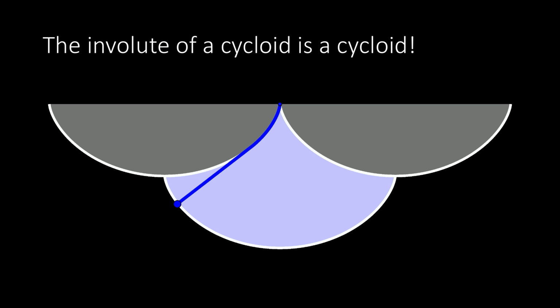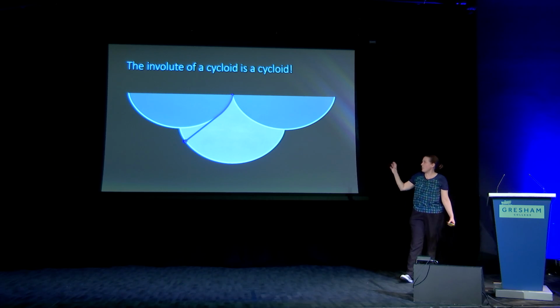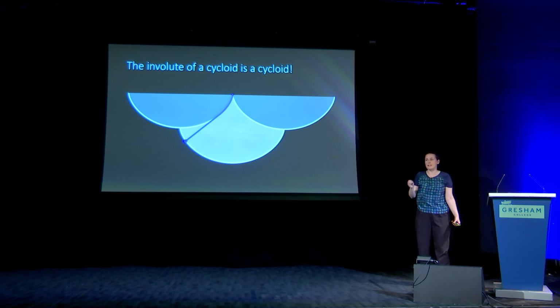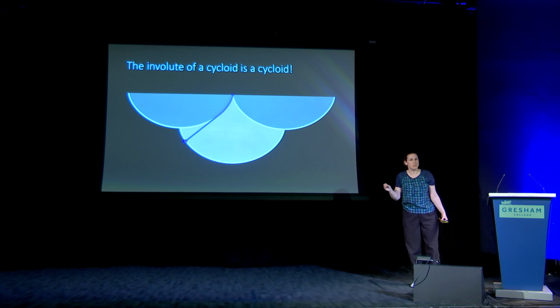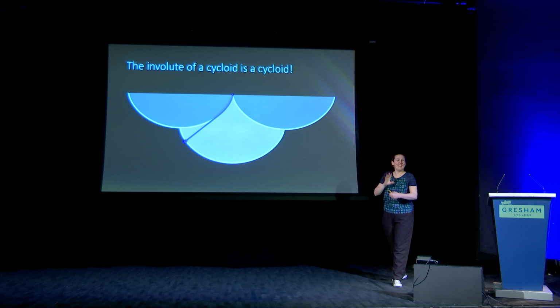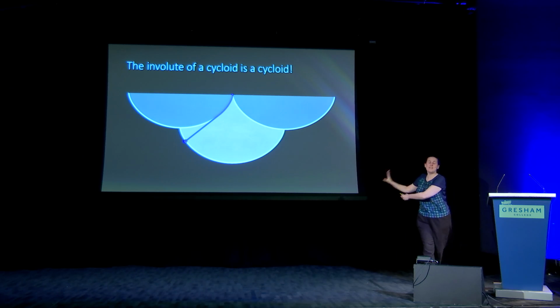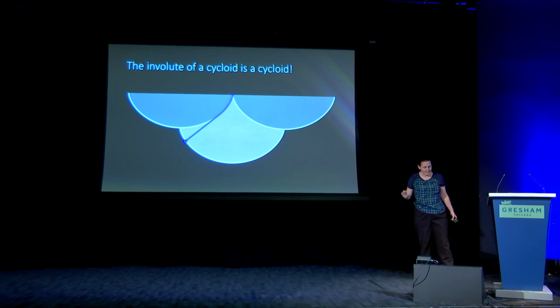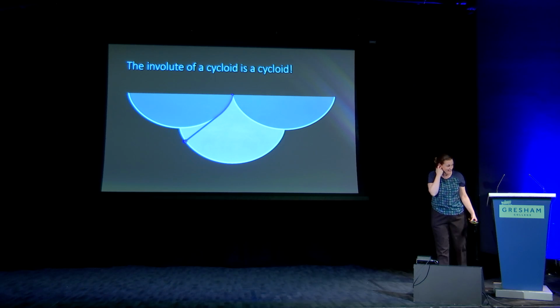Okay, slight hitch, real world. When you actually try and build these things, you find that the amount of extra friction they introduce into the system balances out the improvement that you made in the theoretical design. But, okay, never mind. It's a lovely, lovely bit of mathematics. So, cycloids are great. The involute of a cycloid is a cycloid.